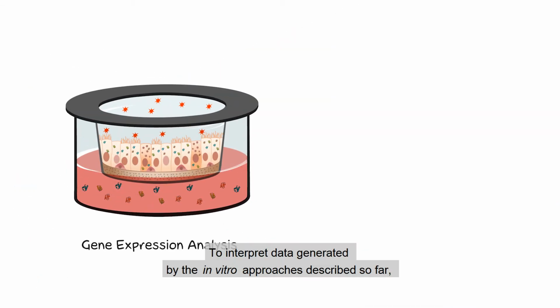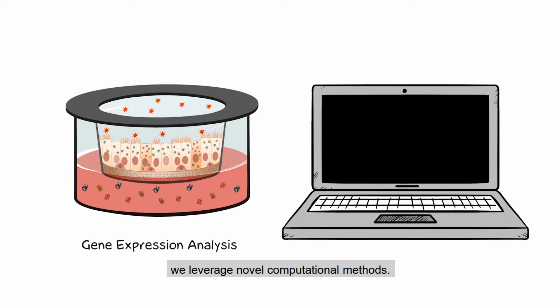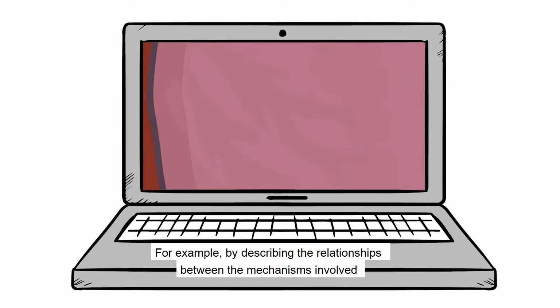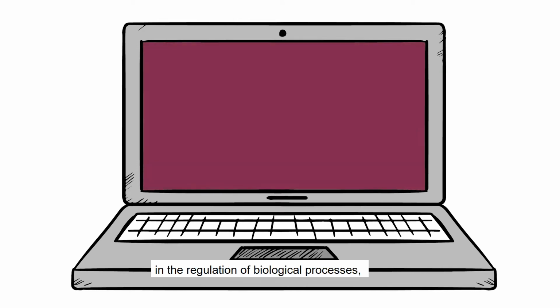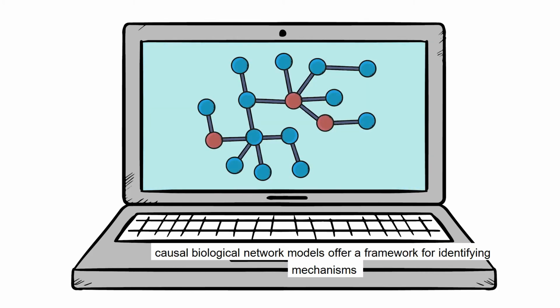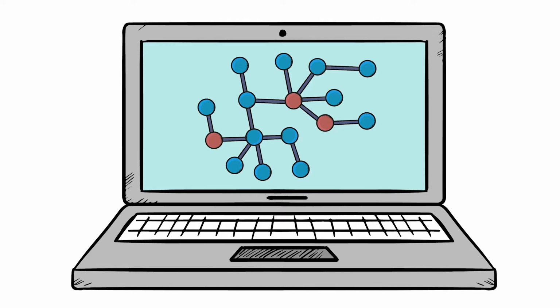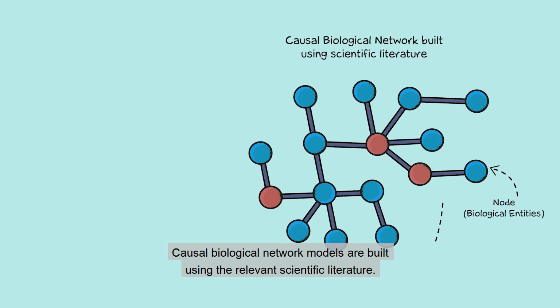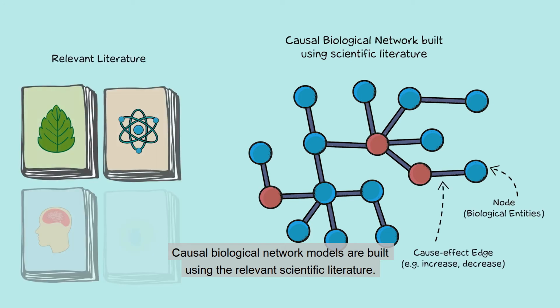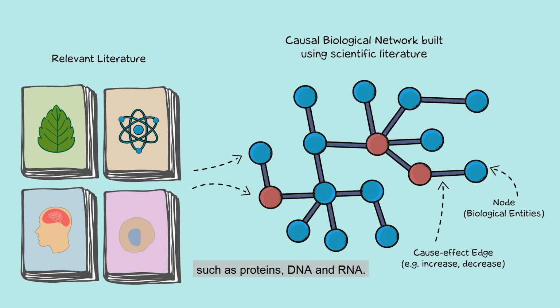To interpret data generated by the in vitro approaches described so far, we leverage novel computational methods. For example, by describing the relationships between the mechanisms involved in the regulation of biological processes, causal biological network models offer a framework for identifying mechanisms modulated in response to active substances exposure, as well as quantifying the induced perturbations. Causal biological network models are built using the relevant scientific literature. They represent the causal nature of relationships between biological entities such as proteins, DNA, and RNA.